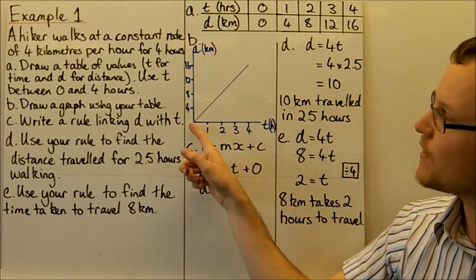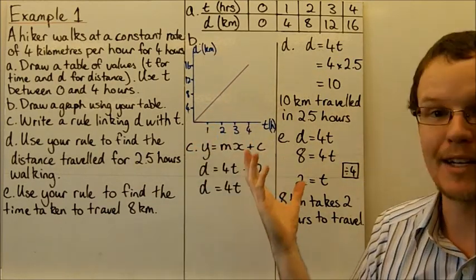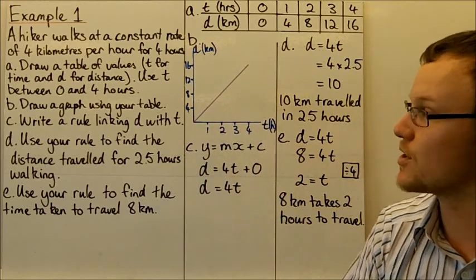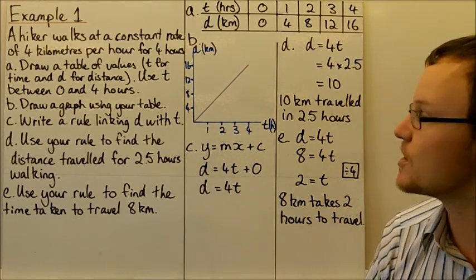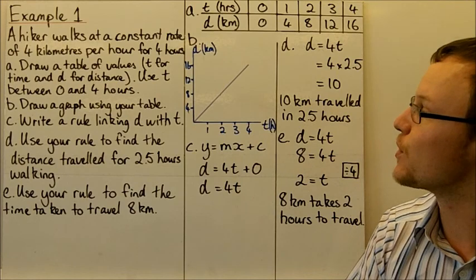We can graph those values and obtain a linear graph. You can see that it is a nice straight line, so it is a linear relationship. We know we can find the rule for it.